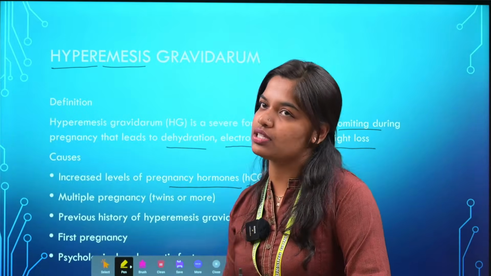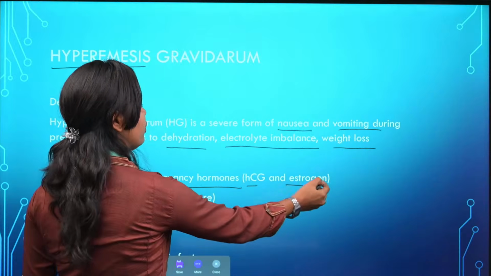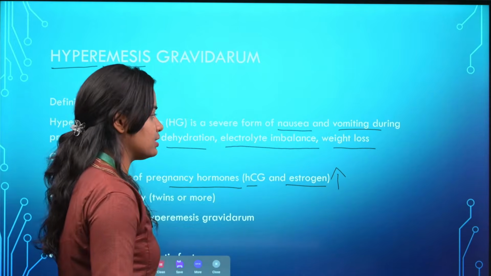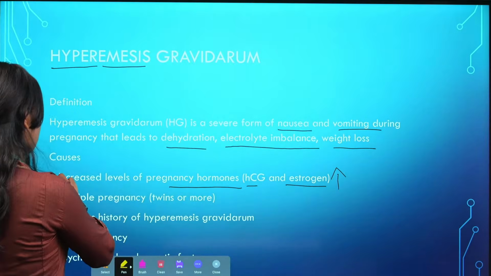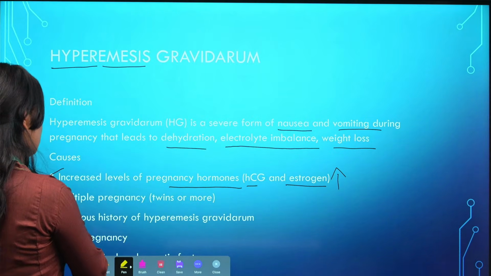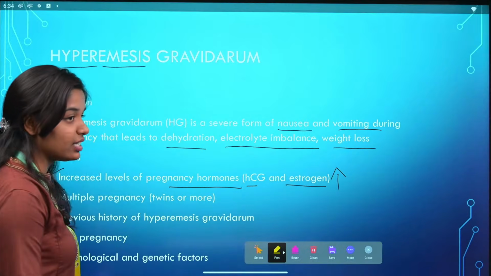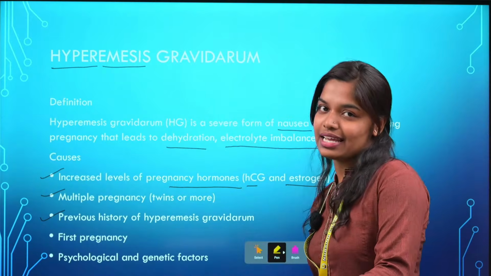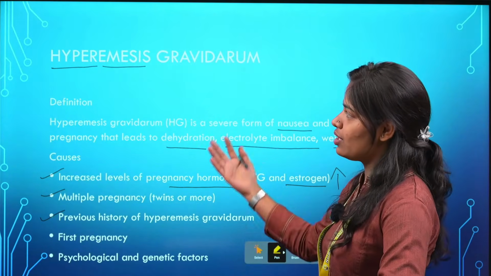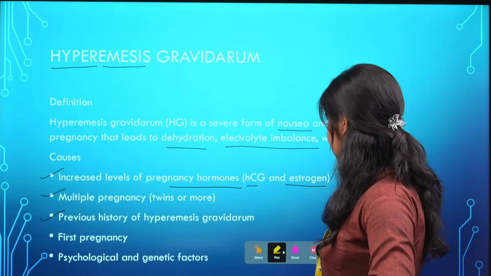If the estrogen level and the human chorionic gonadotropin hormone increase at the time of pregnancy, severe vomiting may occur. Multiple pregnancy, previous history of hyperemesis gravidarum, and also if it is the first pregnancy, it may occur. Then psychological and genetic factors, due to genetics it may also occur. These are all the main causes for hyperemesis gravidarum.